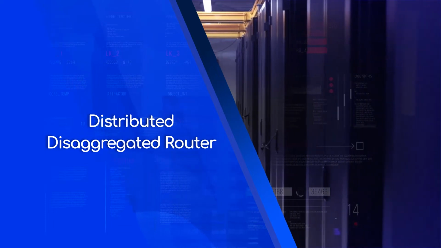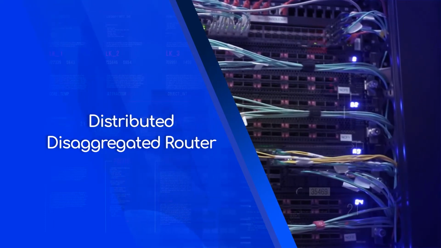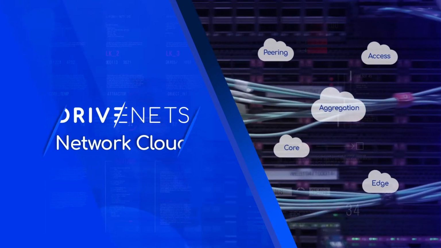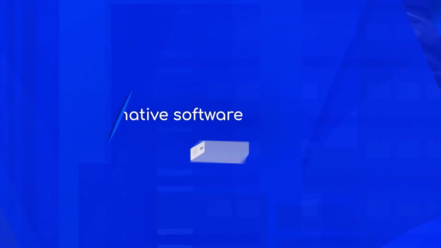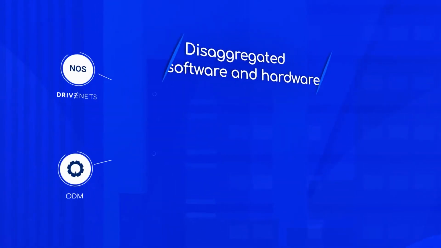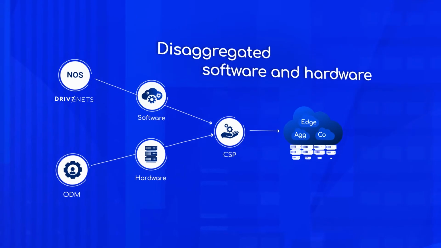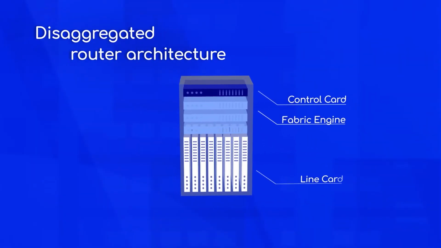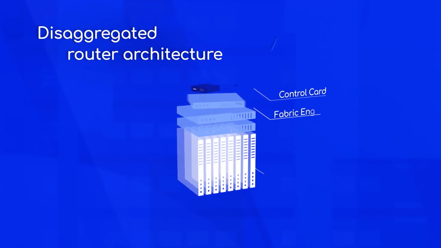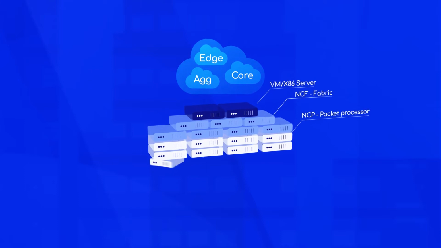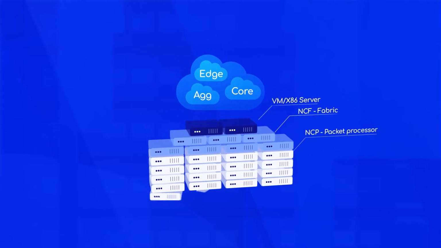It is a new model which literally disaggregates the traditional chassis into its building blocks so they can scale. First, it starts with disaggregating the hardware and the software. The cloud-native software is from DriveNets, and the hardware is based on standard networking white boxes. Second, it disaggregates the control plane from the data plane. The data plane is based on two white box building blocks, NCP and NCF.